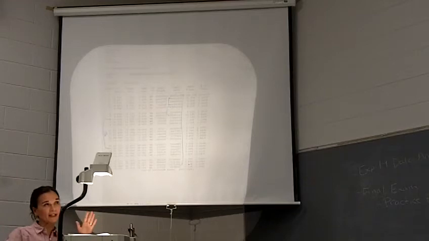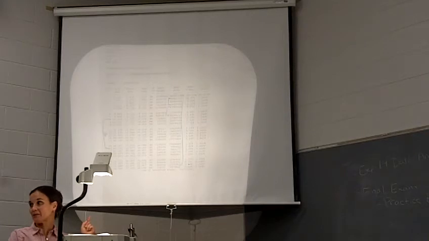So in the end, if you have done this correctly, each of your columns should add up to 100%. That's the check on the math: each of these columns should add up to 100%.